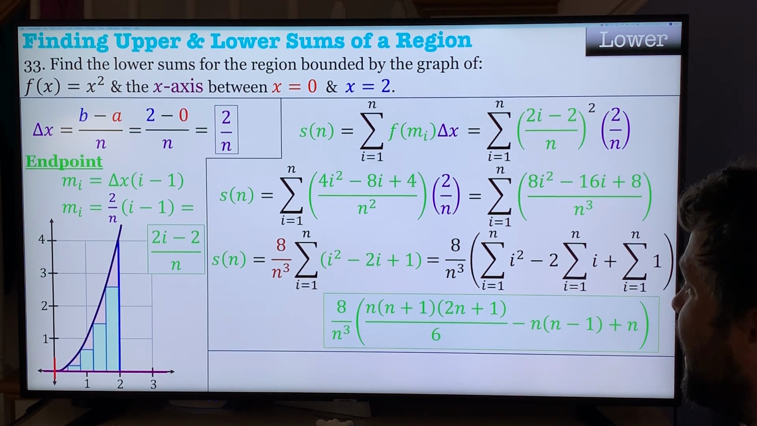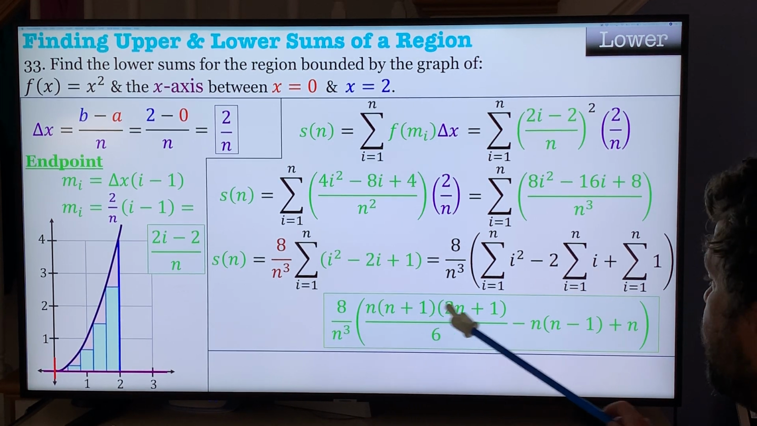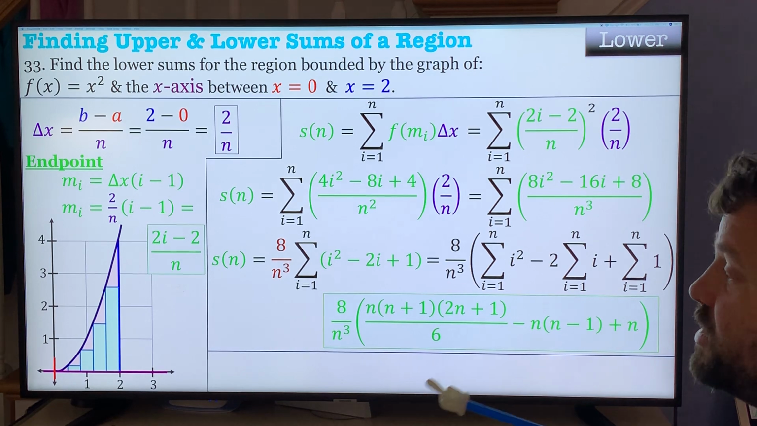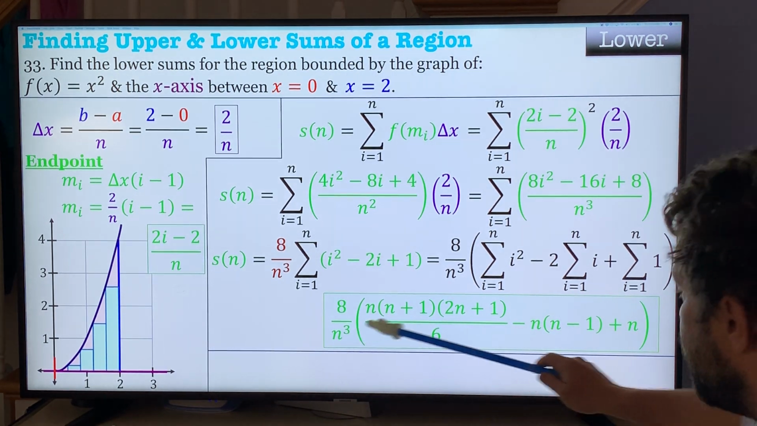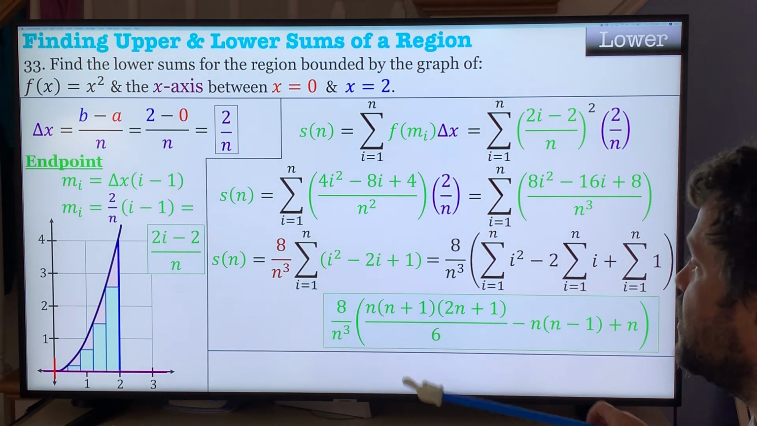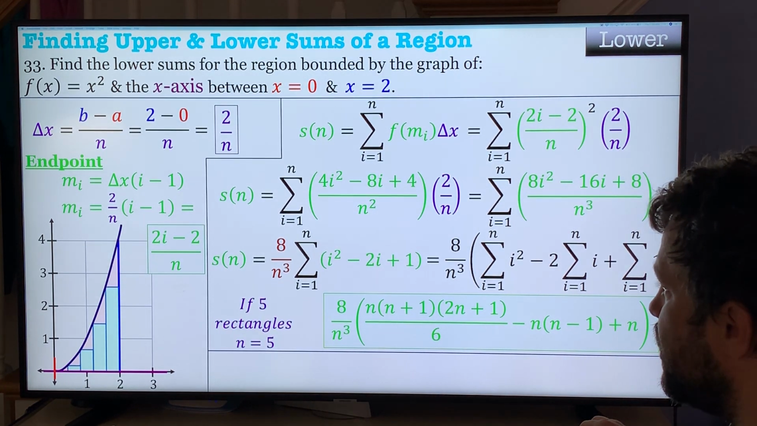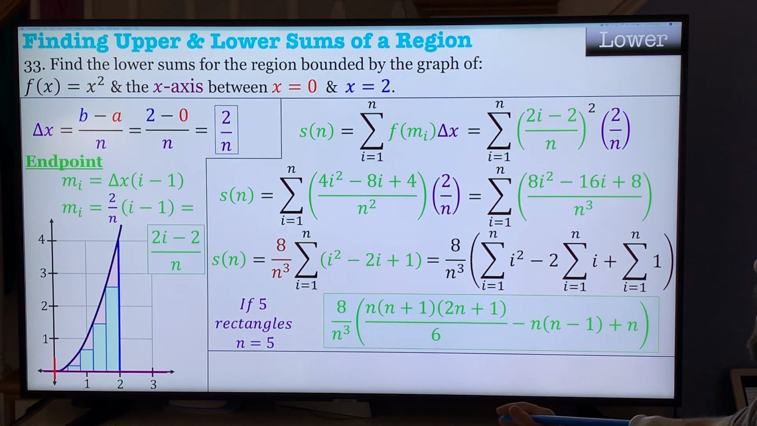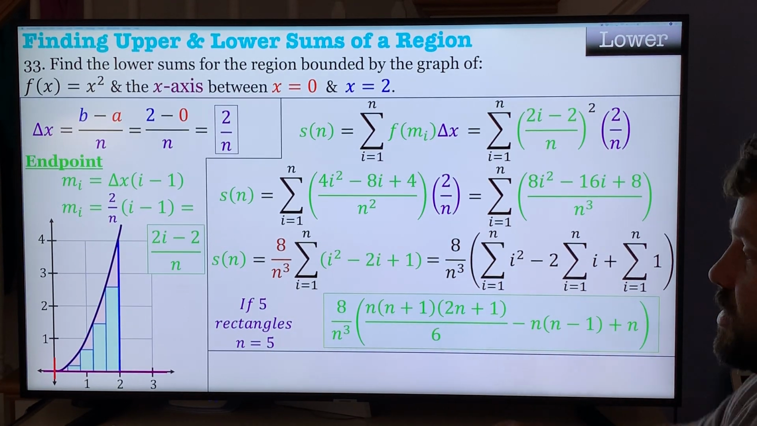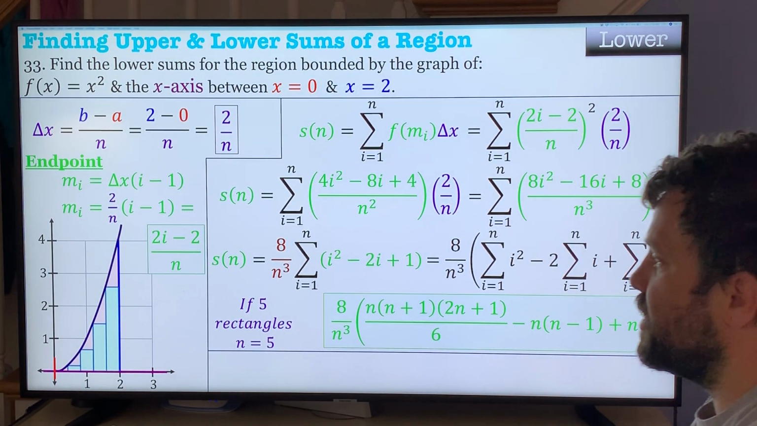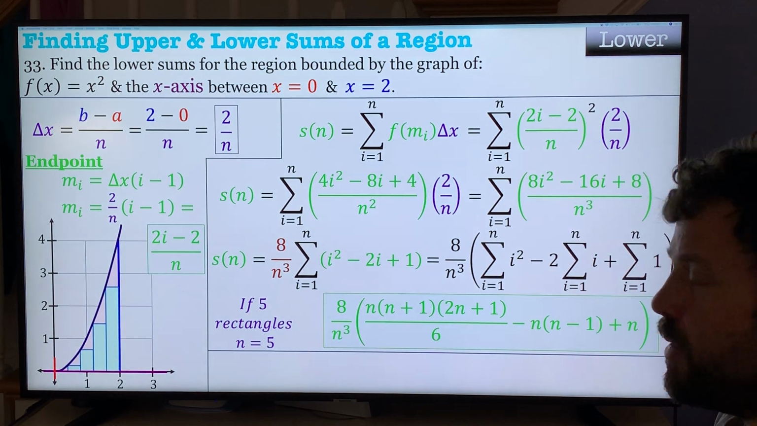If n was like 10, I could just plug 10 in here, and it'd spit out an answer. Now say I want to use 20 rectangles. I can plug 20 in here and spit out an answer. Say you want to use 100 rectangles. I plug 100 in. Spit out answers. All right? So say it was just 5 rectangles. I didn't say it was 5, but now I'm just throwing it out there. Maybe it was 5 rectangles. What would I plug in for n?